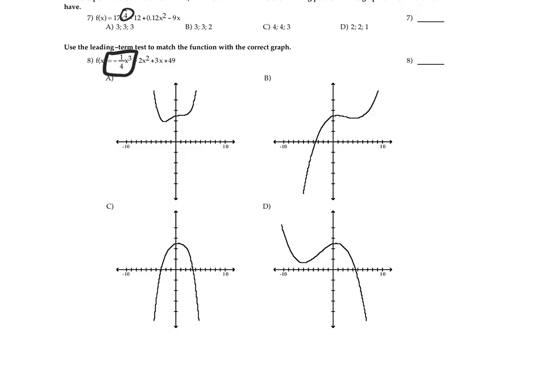Here's what I remember. If the exponent is odd, 3 is an odd number, right? Odd will be in opposite directions, one or the other. Okay, odd and opposite. They're going to go opposite directions.